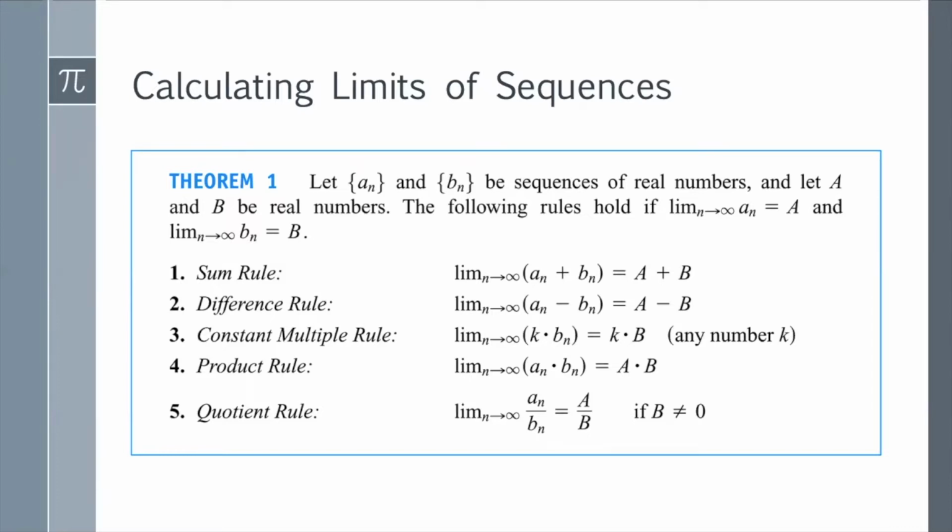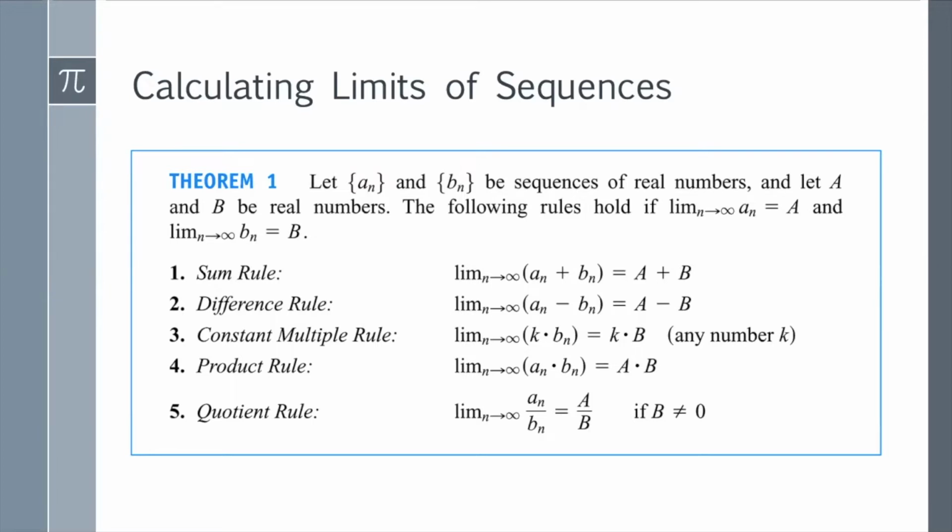So first you have the sum rule. And by the way, you had corresponding rules for limits in Calc 1. All of these rules have a Calc 1 version for regular limits. The limit as n approaches infinity of a sub n plus b sub n is equal to a plus b. Same for subtraction, skipping down to numbers 4 and 5. Same for multiplication, same for division, as long as b does not equal 0.